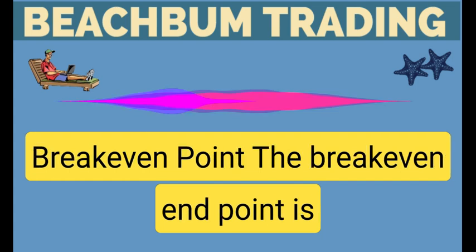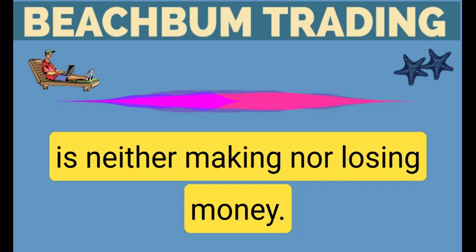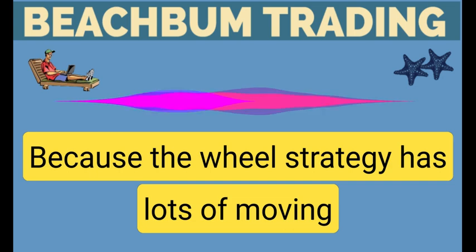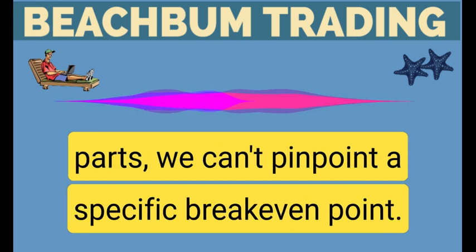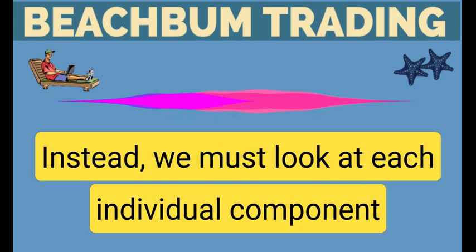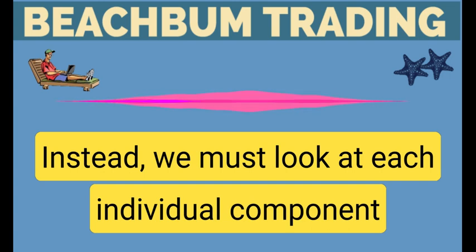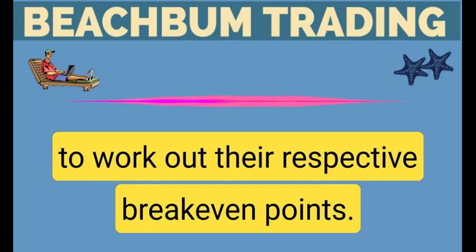Break-even point. The break-even point is the price at which an option strategy is neither making nor losing money. Because the wheel strategy has lots of moving parts, we can't pinpoint a specific break-even point. Instead, we must look at each individual component to work out their respective break-even points.